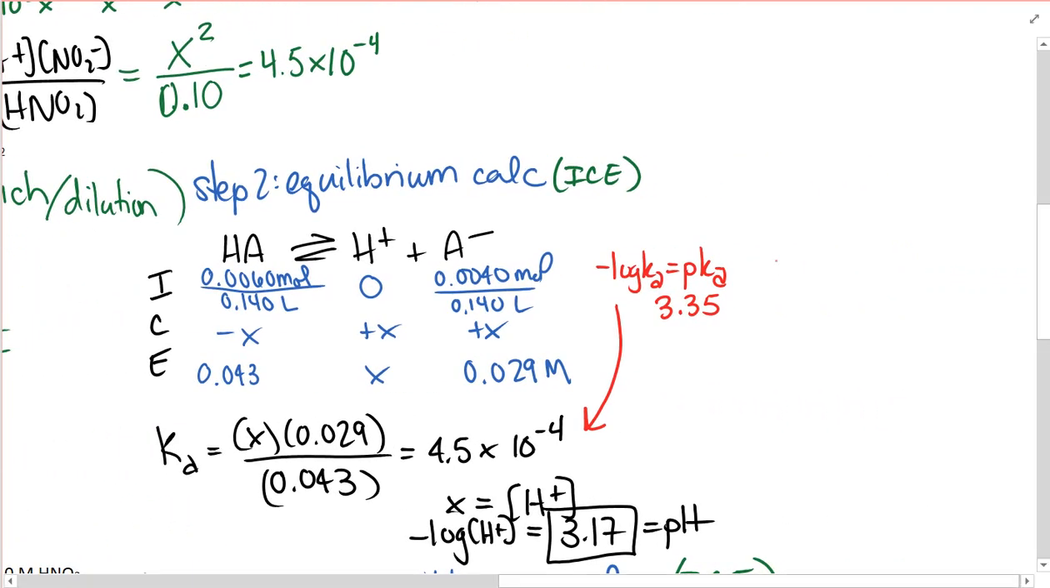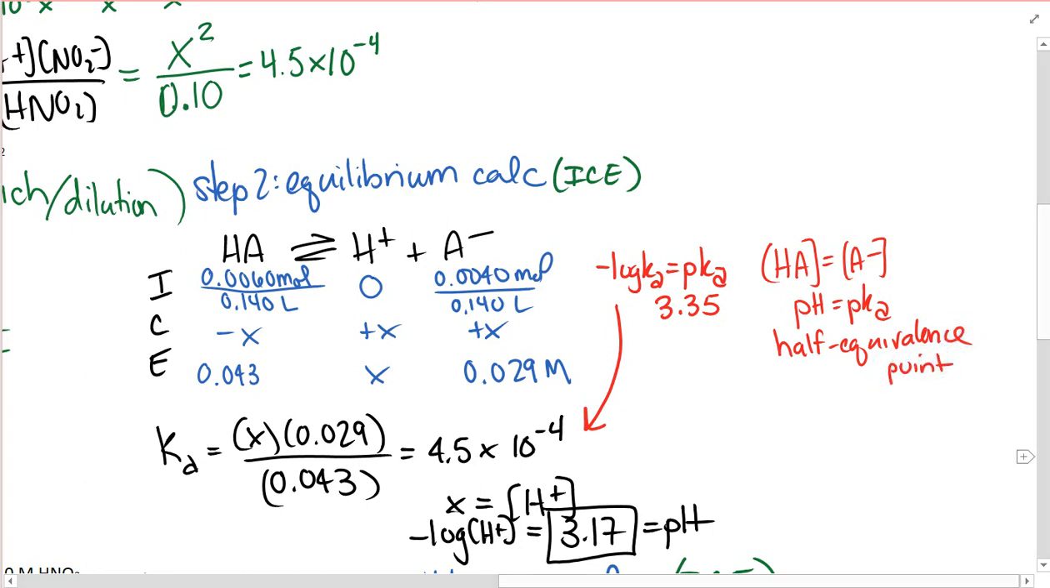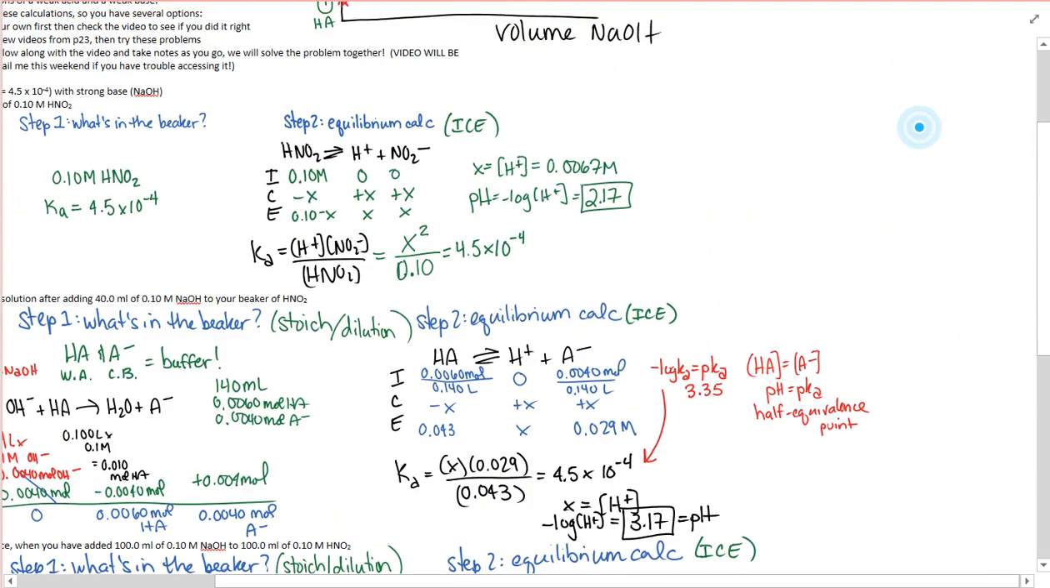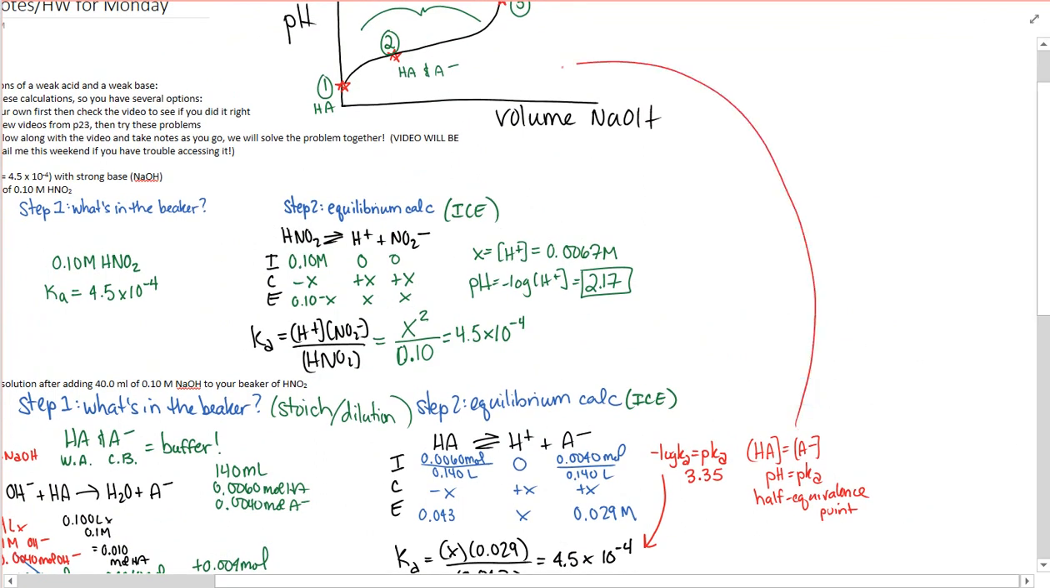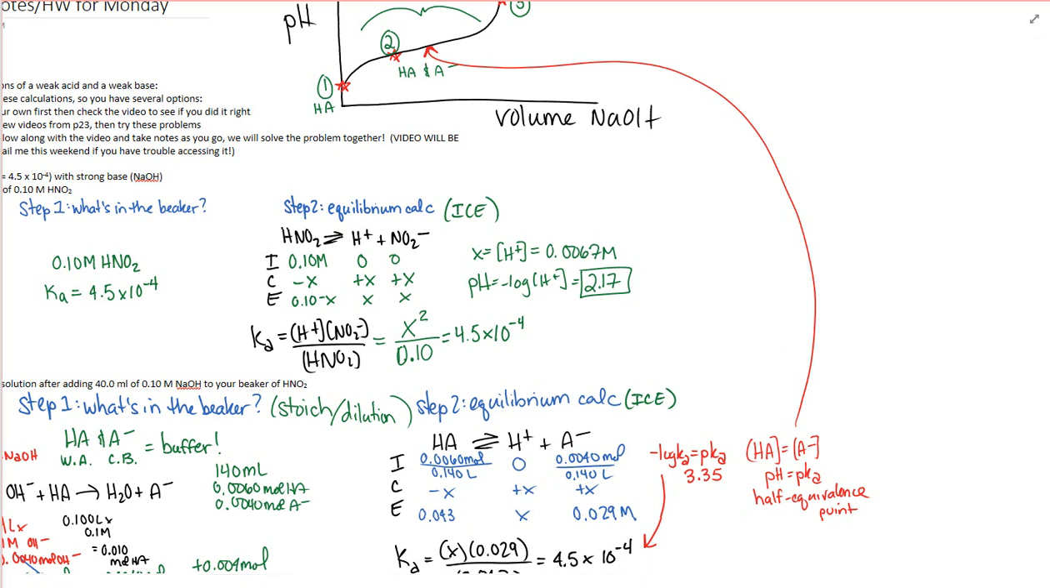And if you were to stop at exactly halfway to equivalence, like if you used up exactly half of your HA and turned it into A minus, you would find that the math works out so that the pH equals pKa. So this happens at the half equivalence point. Let's point that out on this graph up here. If we look back at our graph, that would be right here in the middle, halfway from the beginning to the equivalence point in terms of the volume of base that we've added.